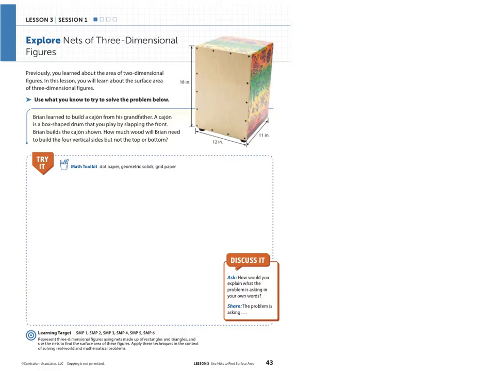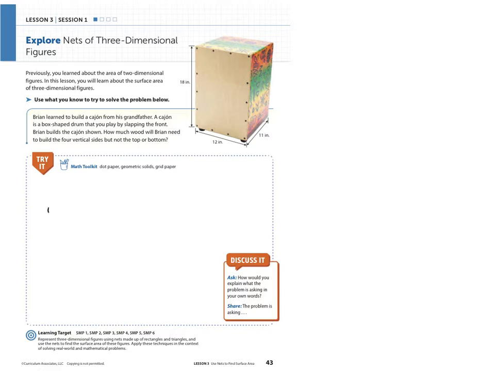How much wood will Brian need to build the 4 vertical sides, but not the top or bottom? So we're doing 4 sides, but not the top or bottom. Take a second, see if you can solve it. Pause the video while you work, and then come back and check your work. When I first saw this problem, you automatically want to do volume because that's what you know. You know that you multiply the 18 times the 12 times the 11 to get volume, but that's not what we're doing here. We're working with the area of the outside.